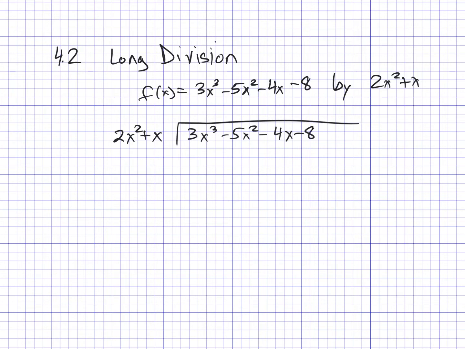So all you do is you take the first, 3x cubed, and divide by 2x squared. The first divided by the first. So 3x cubed divided by 2x squared. What do you get? 3 over 2. Yeah, you get 3 over 2x. So that goes right here. But you have to distribute that through this. So everybody do that real quickly. And we get 3x cubed plus 3 halves x squared.